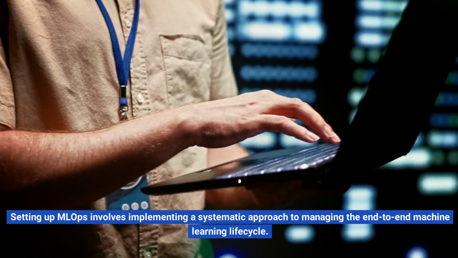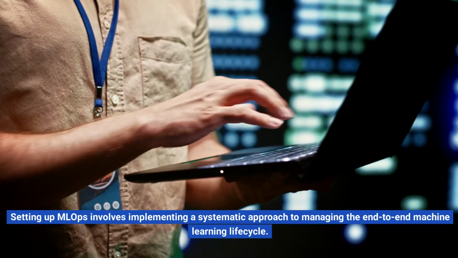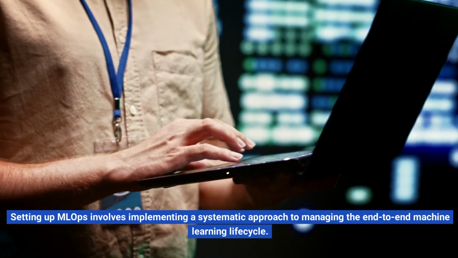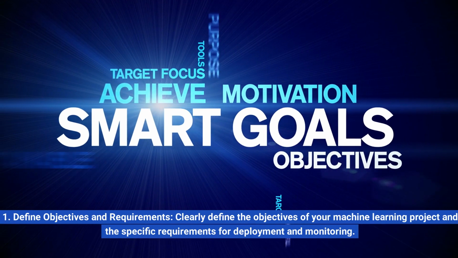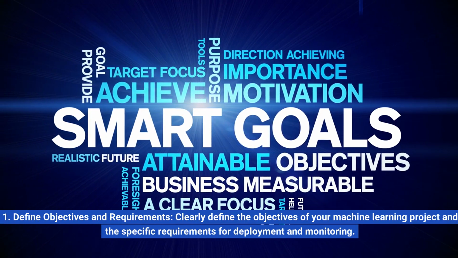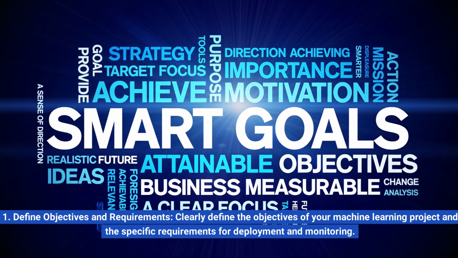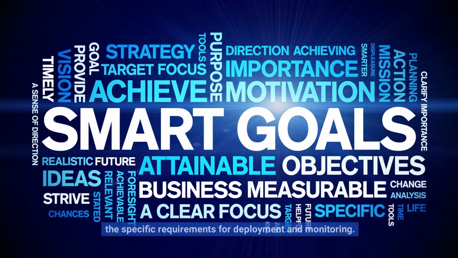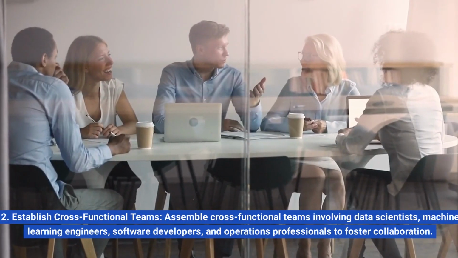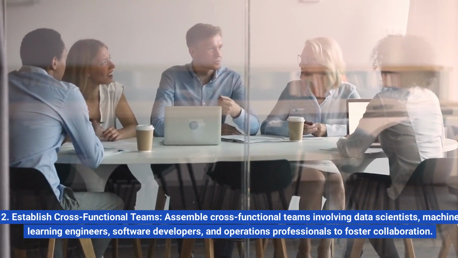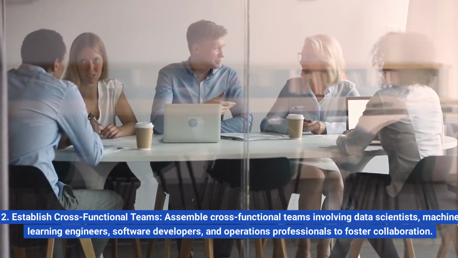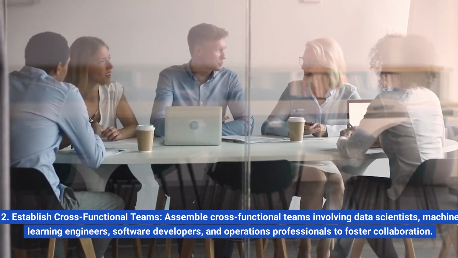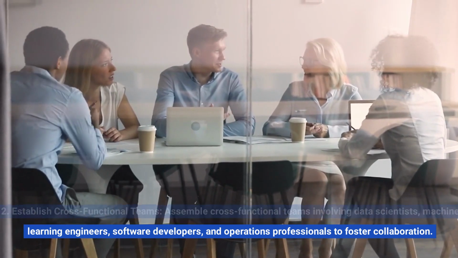Setting up MLOps involves implementing a systematic approach to managing the end-to-end machine learning lifecycle. Here's a step-by-step guide. 1. Define objectives and requirements. Clearly define the objectives of your machine learning project and the specific requirements for deployment and monitoring. 2. Establish cross-functional teams. Assemble cross-functional teams involving data scientists, machine learning engineers, software developers, and operations professionals to foster collaboration.